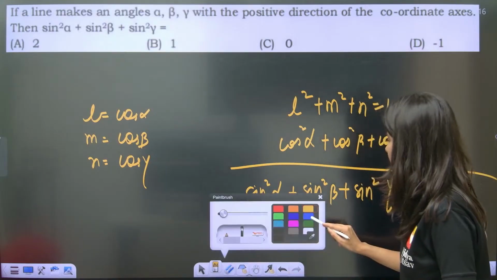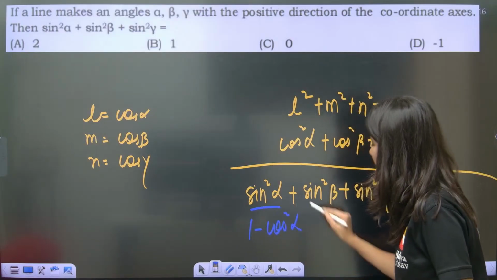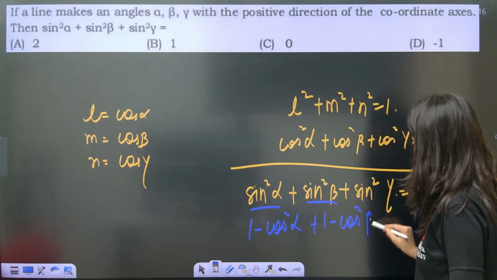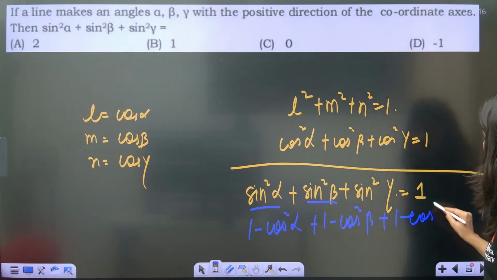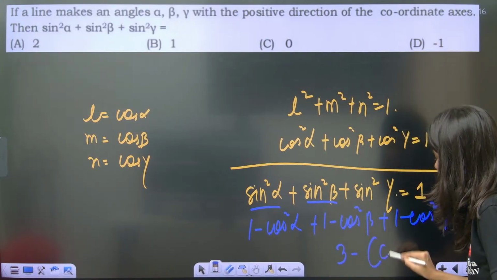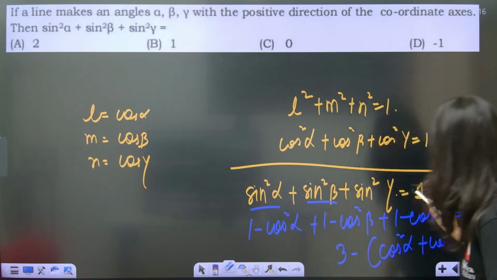Okay. So over here sin square alpha is 1 minus cos square alpha. This is plus 1 minus cos square beta plus 1 minus cos square gamma. So this is 3 minus (cos square alpha plus cos square beta plus cos square gamma). So this is not 1. This is what we are looking for, right?